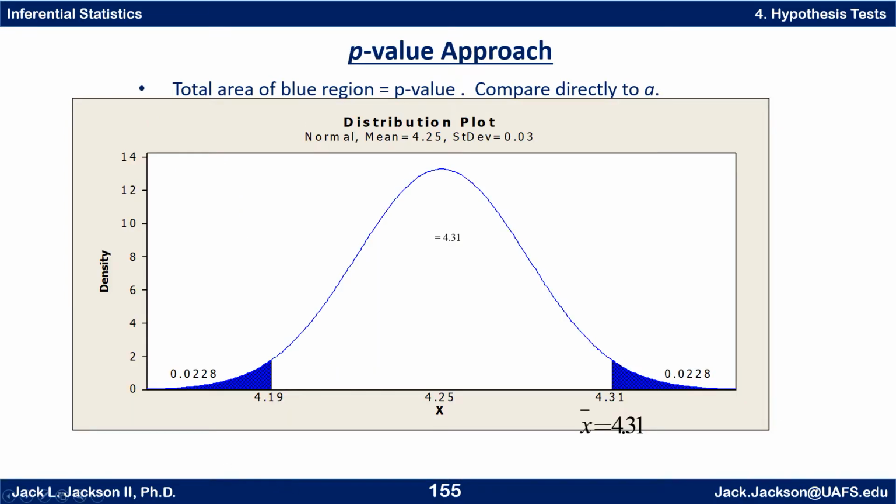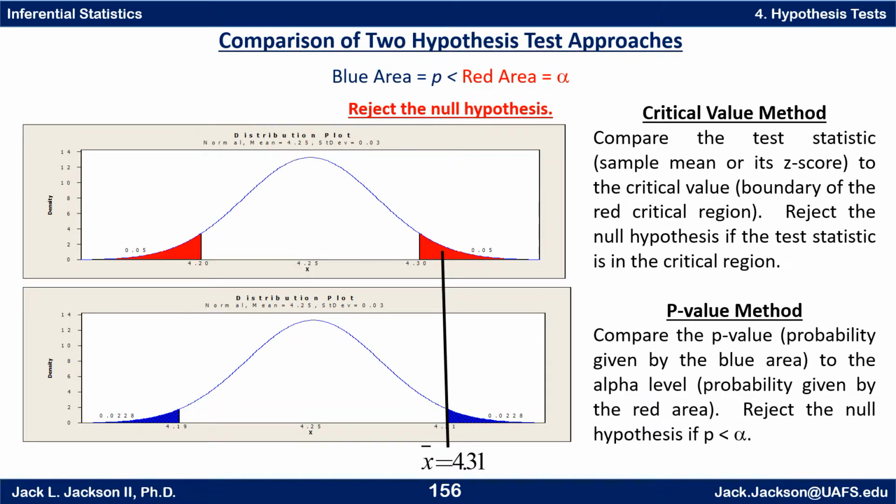So here's another close-up view of that same graph. And the blue region is P. Compare that directly to alpha. Now this one gives you a side-by-side, or actually one on top of the other, comparison of the critical value method and the p-value method.